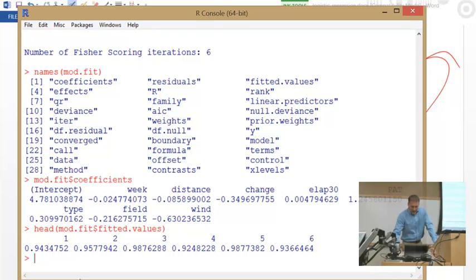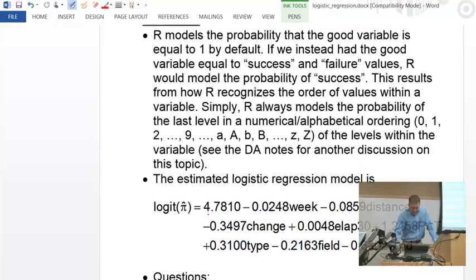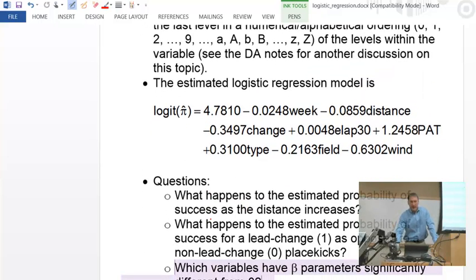So page 13 in the notes shows you how you can actually write out your model. Again, if I ever ask you to write out an estimated logistic regression model, this is how you would do it. Just take the beta hats, put them in their corresponding spots, and say logit of pi hat is equal to all that stuff on the right-hand side. This would be, for example, the easiest question on the test.